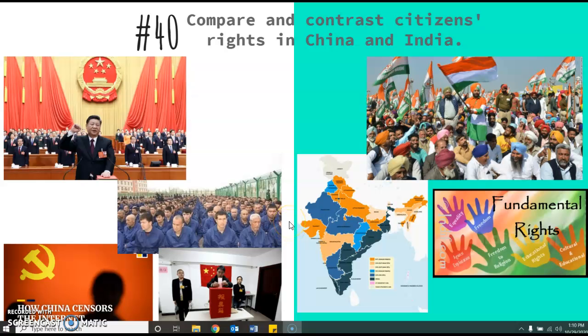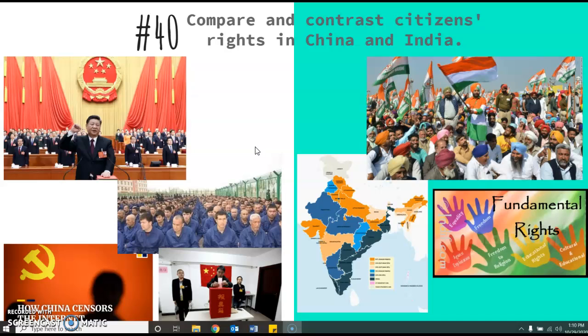Question number 40 asks you to compare and contrast the citizens' rights in India and China. And so I have on one half of the screen here China and then India on the other half. So in China, the rights are more limited because the Chinese government is run by one political party, which is the Chinese Communist Party. It means everything that is decided in China is made by the Communist Party.